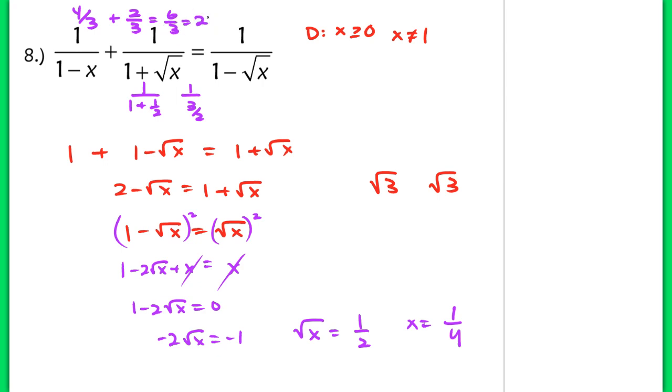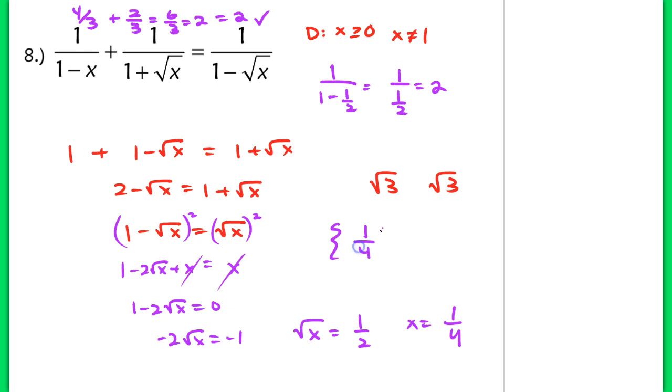Now on the right-hand side, let me erase here to get some more room. On the right-hand side, I have 1 over 1 minus 1/2. So this is 1 over 1/2. Again, if I multiply by the reciprocal, that's equal to 2. So I have 2 equals 2, which means that is for sure the only solution to this original equation. So my solution, I write as a solution set: 1/4.